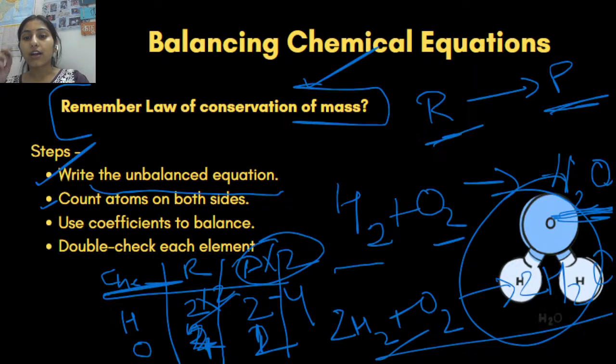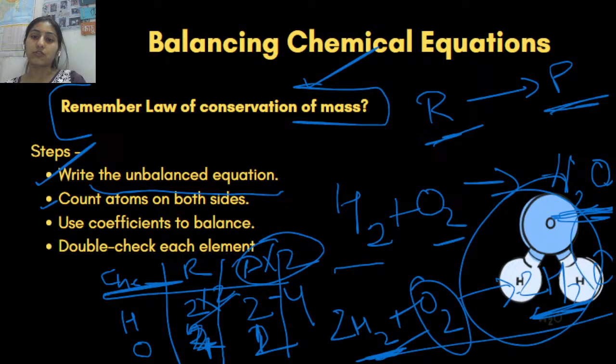So there are 4 atoms of hydrogen on both sides: 2 into 2 is equal to 4, so 4 on this side and 4 on this side as well. And 2 on this side, and 2 into 1 is equal to 2, so 2 on this side. So now this particular reaction can be said to be a balanced chemical reaction.